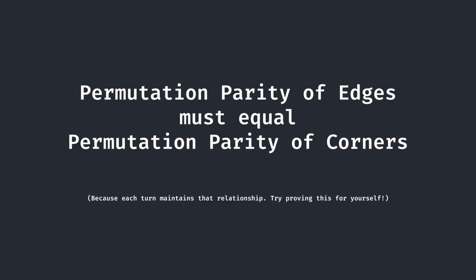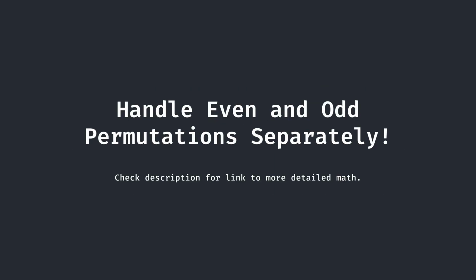As it turns out, the permutation parity of the edges must be equivalent to the permutation parity of the corners, since each turn on a cube maintains that relationship. In order to handle this, the even and odd permutations of the corners and edges have to be dealt with separately, so we can ensure they always match up.